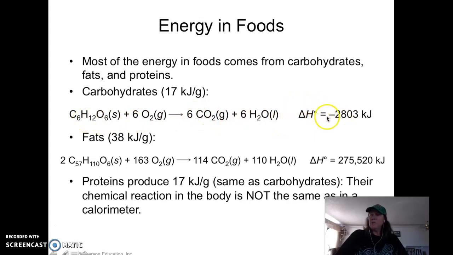Anyway, we know this is an exothermic reaction. It's going to release heat, which is really important to us, because if it doesn't release heat, we're going to freeze. Now, when you have fats, you have a lot more energy in fats.